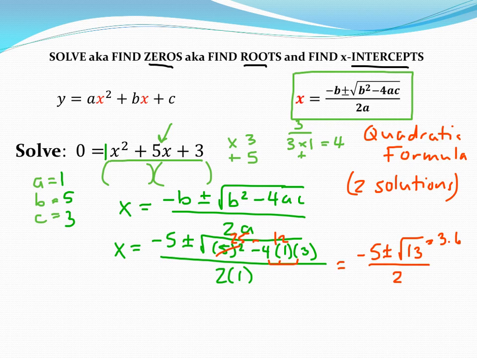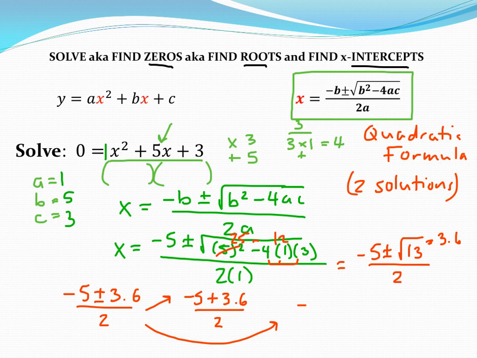So what this says is negative 5 plus or minus 3.6 all over 2. Where do I get my 2 solutions? This literally says negative 5 plus 3.6 divided by 2. That's where the plus comes in. Or minus: over here, you have negative 5 minus 3.6 over 2. So the plus or minus, this little symbol, tells me where I get my 2 solutions from. It basically turns this one thing into 2 different problems, and now we just solve each of these separately.